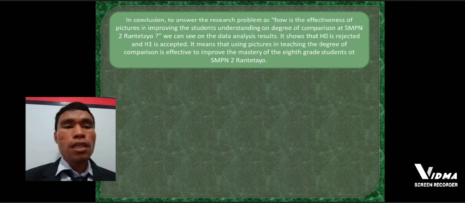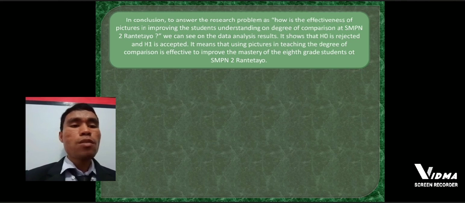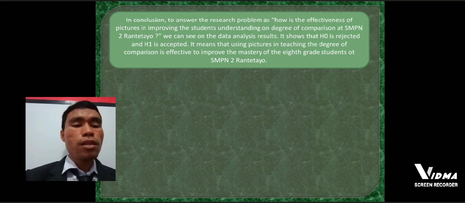In conclusion, to answer the research problem, how is the effectiveness of pictures in improving the students' understanding of degree of comparison at SMPN Turun, we can see the data analysis results. It shows that H0 is rejected and H1 is accepted. It means that using pictures in teaching the degree of comparison is effective to improve the mastery of the 8th grade students of SMPN Turun.